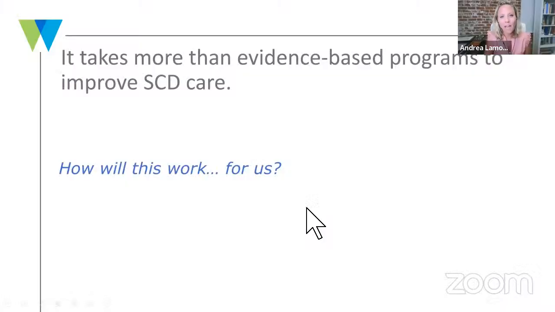How do we take evidence-based programs to improve sickle cell care is an important question. But there's an extension of the question: how do we take evidence-based programs and make them work for us, for the people in Chicago? How do we make an evidence-based program work? We often talk about evidence-based programs being necessary in order to improve care, but they're not a sufficient condition.